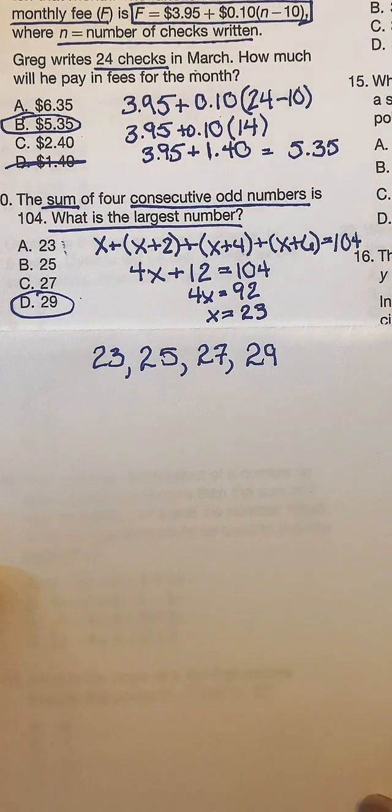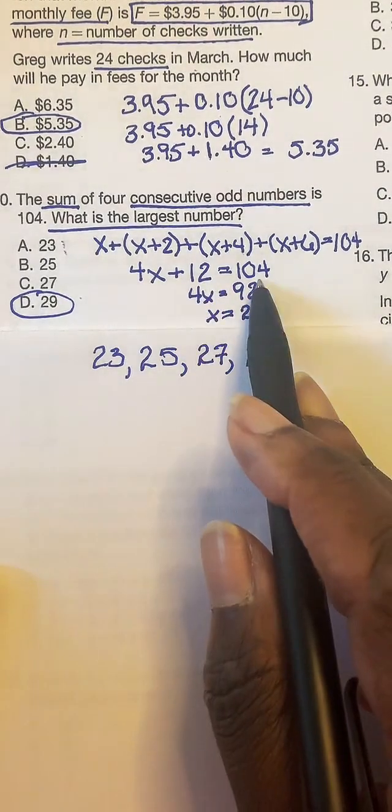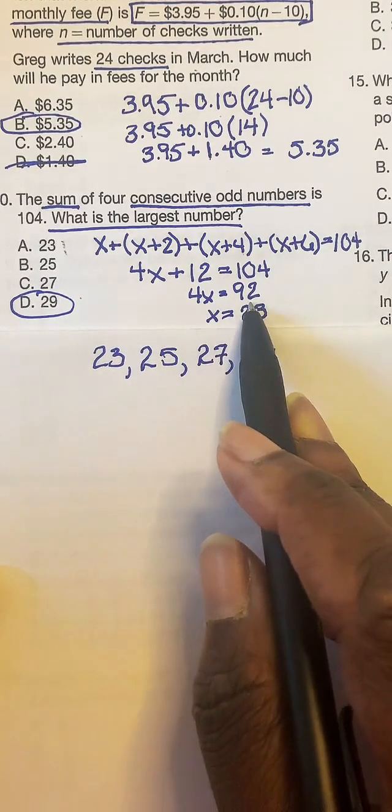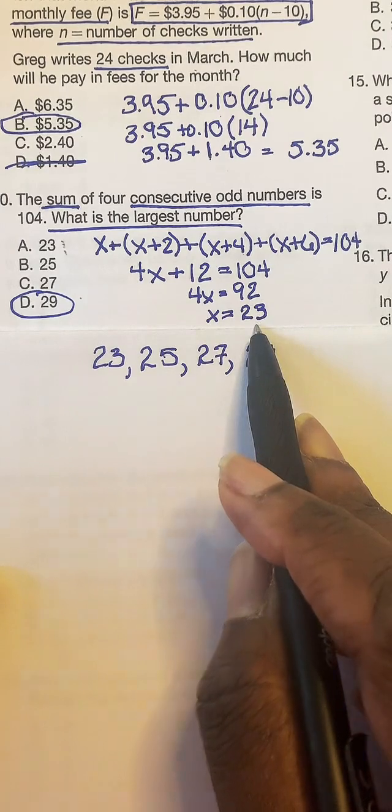Yep, that's what I did, Destiny. I subtracted 12 from the 104. That's how I got the 92. And then divide both sides by 4. That's how I got the 23.